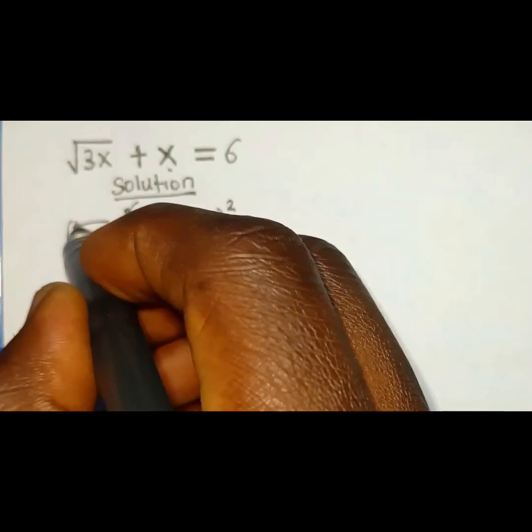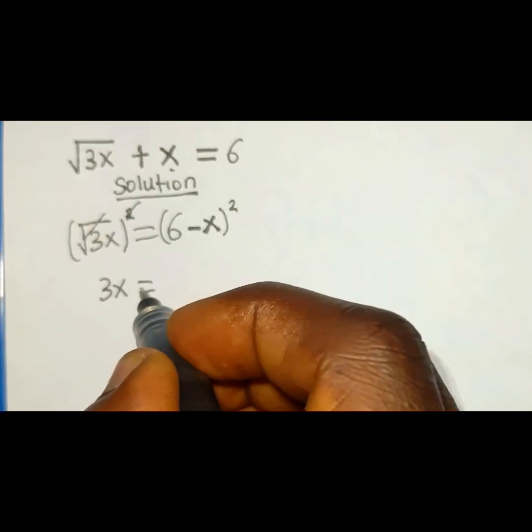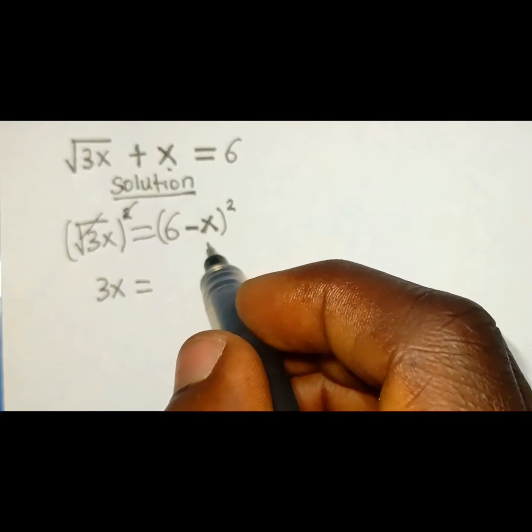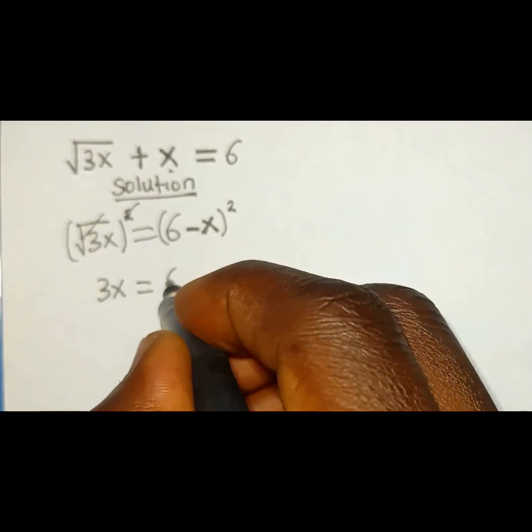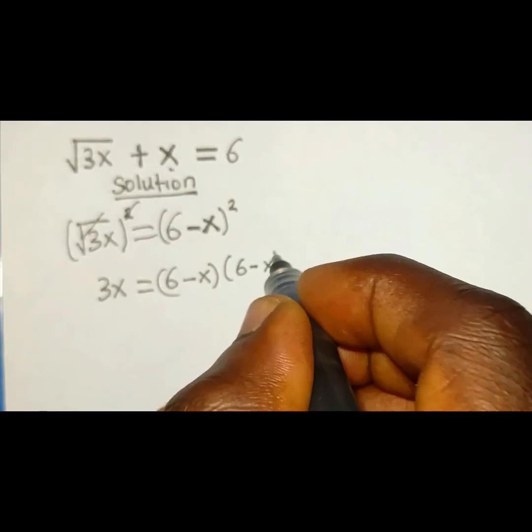So this square is going to cancel the square root, right? We are left with just 3x, which is equal to (6 minus x) all squared, which implies the bracket is multiplied by itself. So this can also be written as what? 6 minus x, then multiplied by 6 minus x.